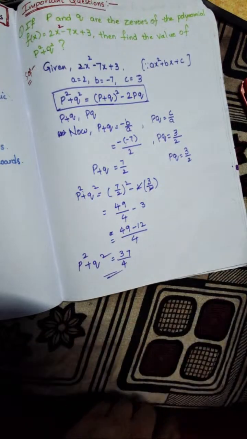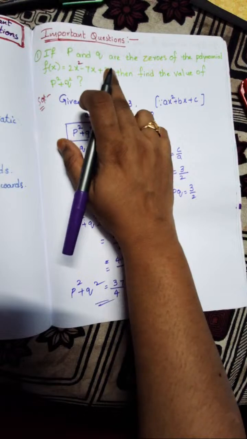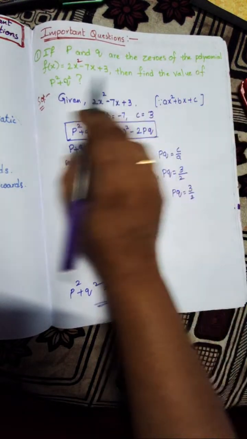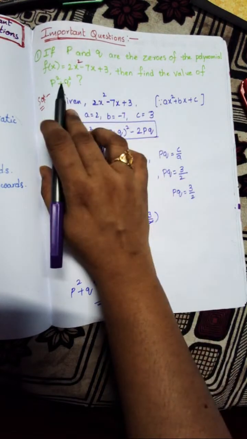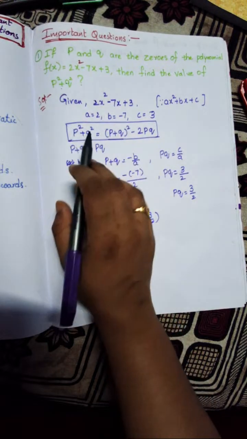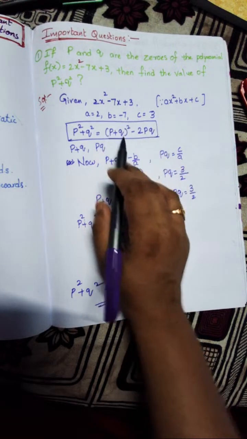Okay, like this we have to find, children. Okay, very easy to solve. First we have to understand what is given in the question. P and q are the zeros of the polynomial and one quadratic polynomial is given. Then find the value of this one. We know that p square plus q square is p plus q whole square minus 2pq. Then what do we want to find?